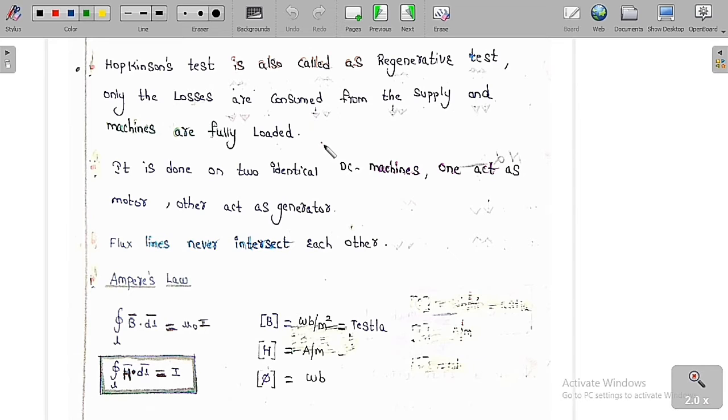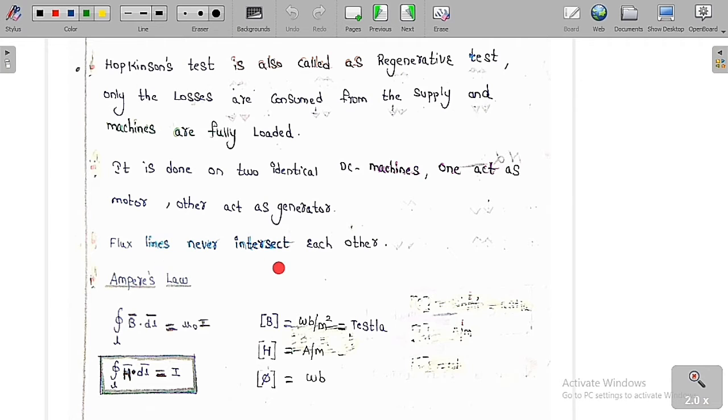So Hopkinson's test is also called a regenerative test. Only the losses are consumed from the supply and the machines are fully loaded. We are going to fully load them, and whatever input we give is totally consumed in the form of losses. So we use two identical machines connected back to back. It is done on two identical DC machines. One acts as a DC motor and the other acts as a DC generator. I have already told you this important point.